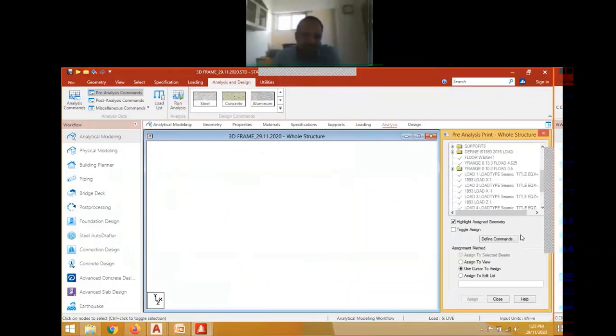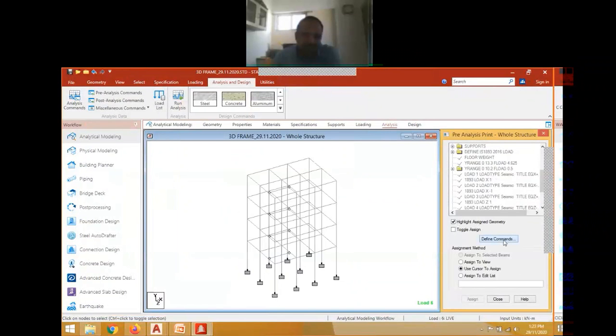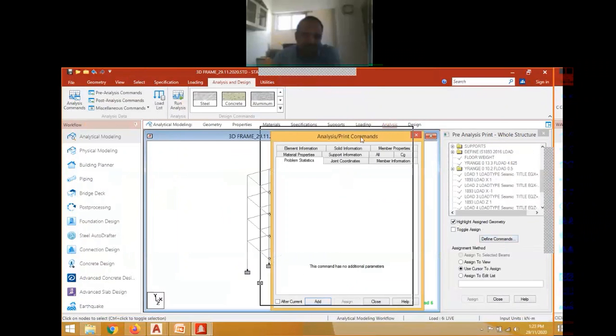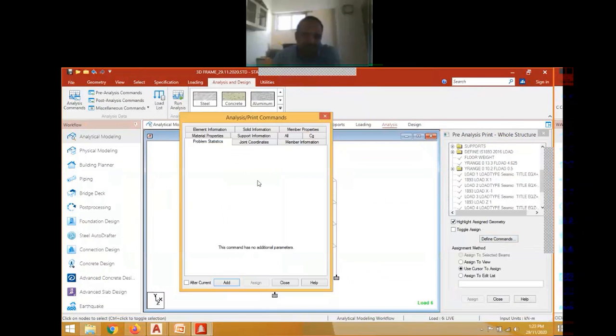Before that, we'll go to the pre-analysis command. We'll understand that first. So pre-analysis command, here you have to define the command. Here you will get the different options: problem statistics, joint coordinates, member information. This is all pre-analysis. That means this doesn't require any analysis results to be reported, right? So before analysis only you can have all this information with you. That is what you call pre-analysis.